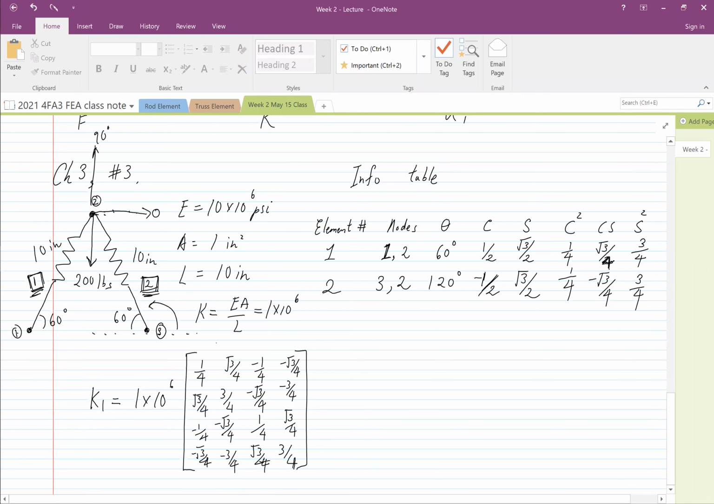Okay, that one looks at nodes 1 and 2. Nodes 1 and 2. K2 is 1 times 10 to the 6. If you feel more comfortable with doing nodes 2 to 3, it's okay, go for it. I made a mistake in my note. I'm going to correct that and upload it later.